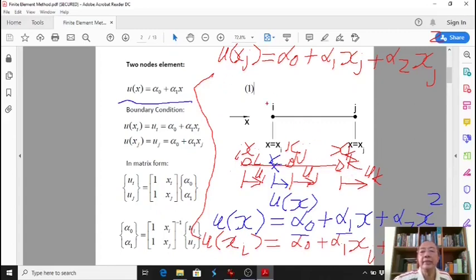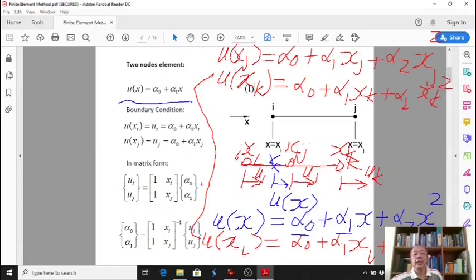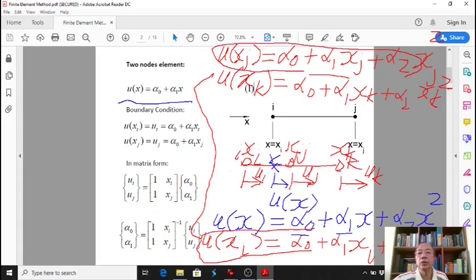This is uk. So u at xk, or uk, equal to alpha 0 plus alpha 1 xk plus alpha 2 xk square. So this is equation 1, and this is equation 2, and this is equation 3. So now we have three equations.